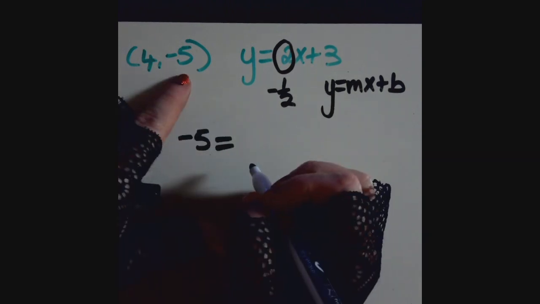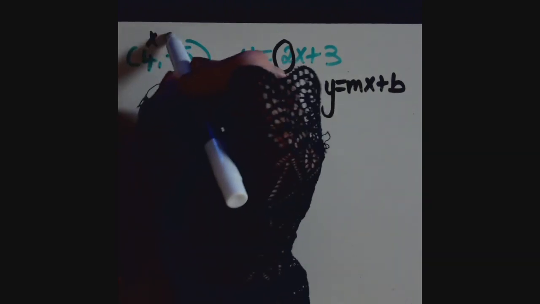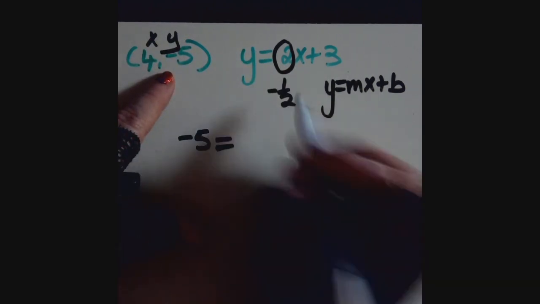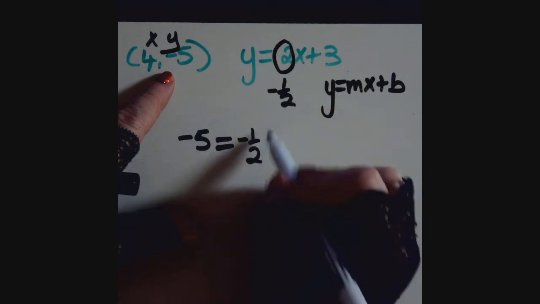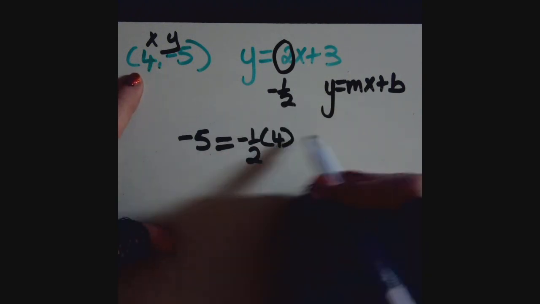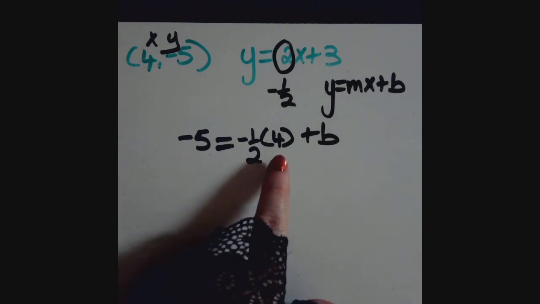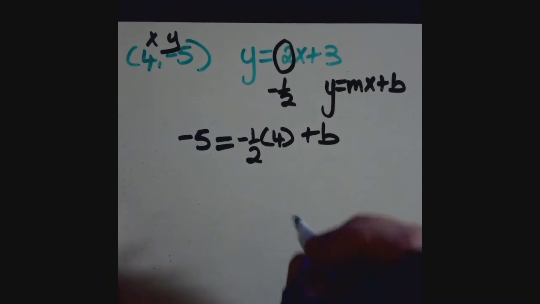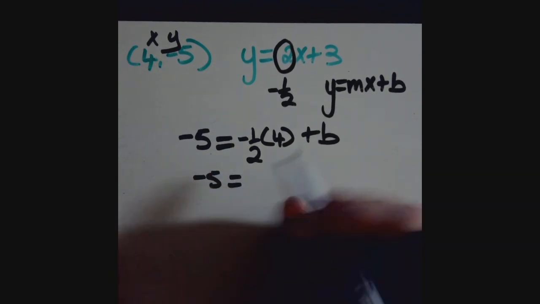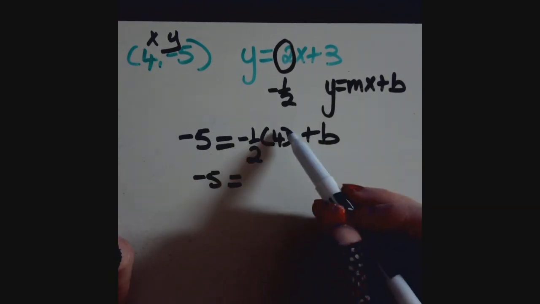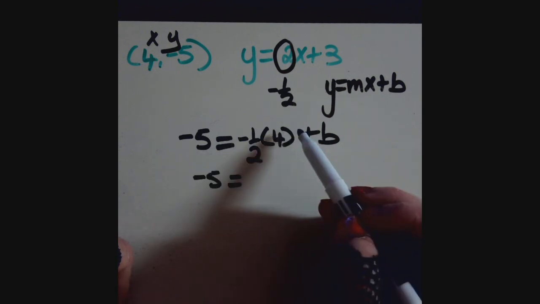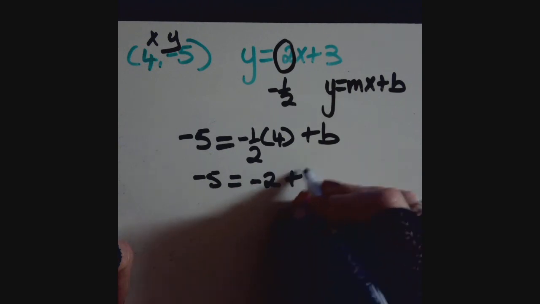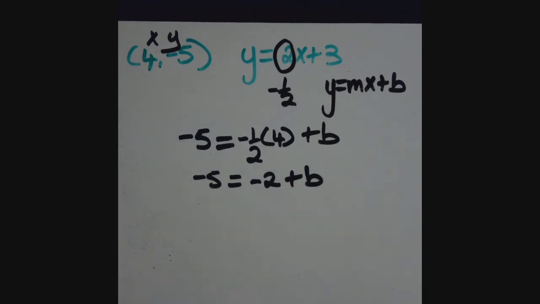Just be careful that you always plug in. That's why I oftentimes say label, until you get better, so you don't make a mistake. Then the slope is negative 1/2. Then x is 4 plus b. See how I wrote the x in the numerator? It's on top of the fraction, so be careful about that. So negative 5 equals negative half of 4, so that's going to be negative 2 plus b. So it actually reduces nicely.